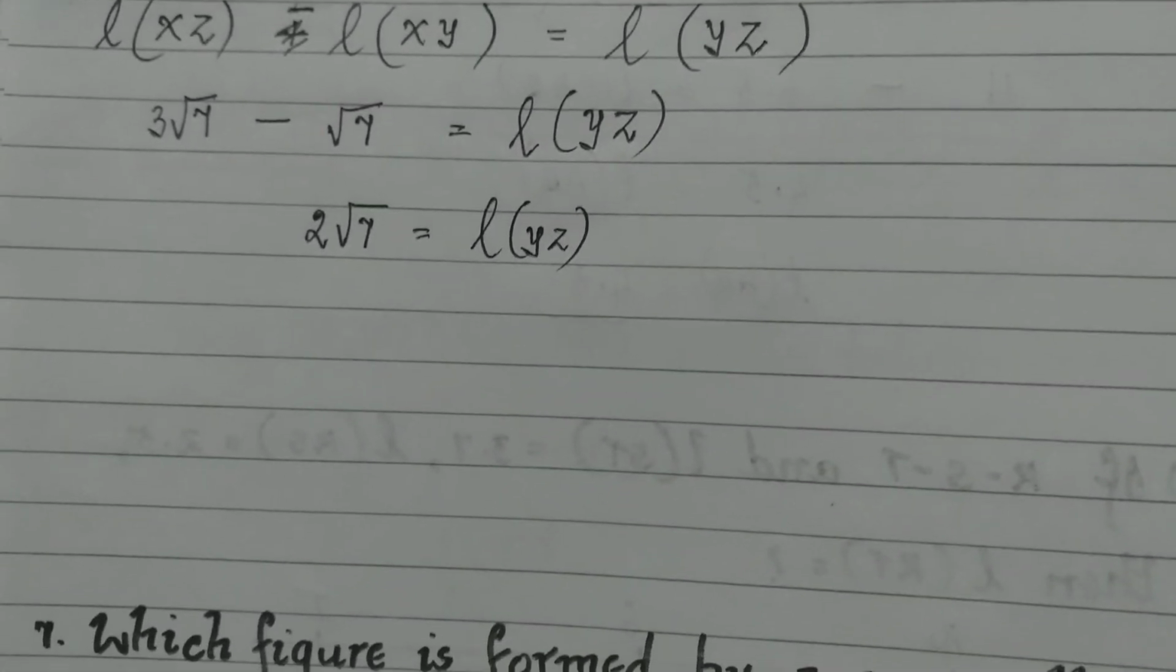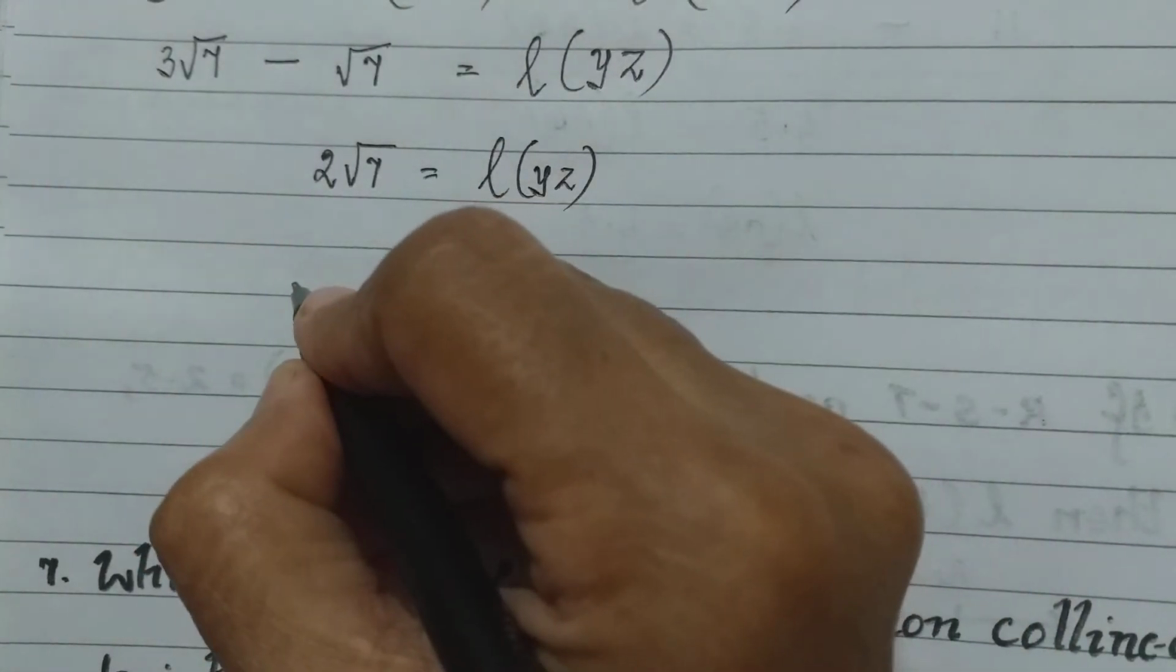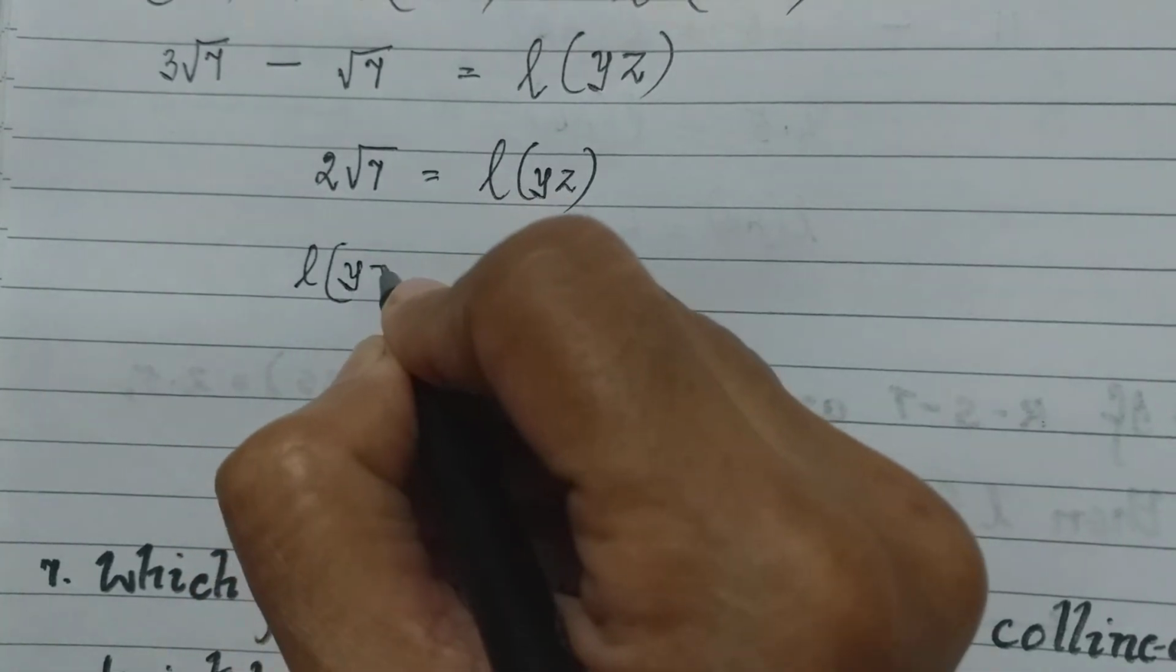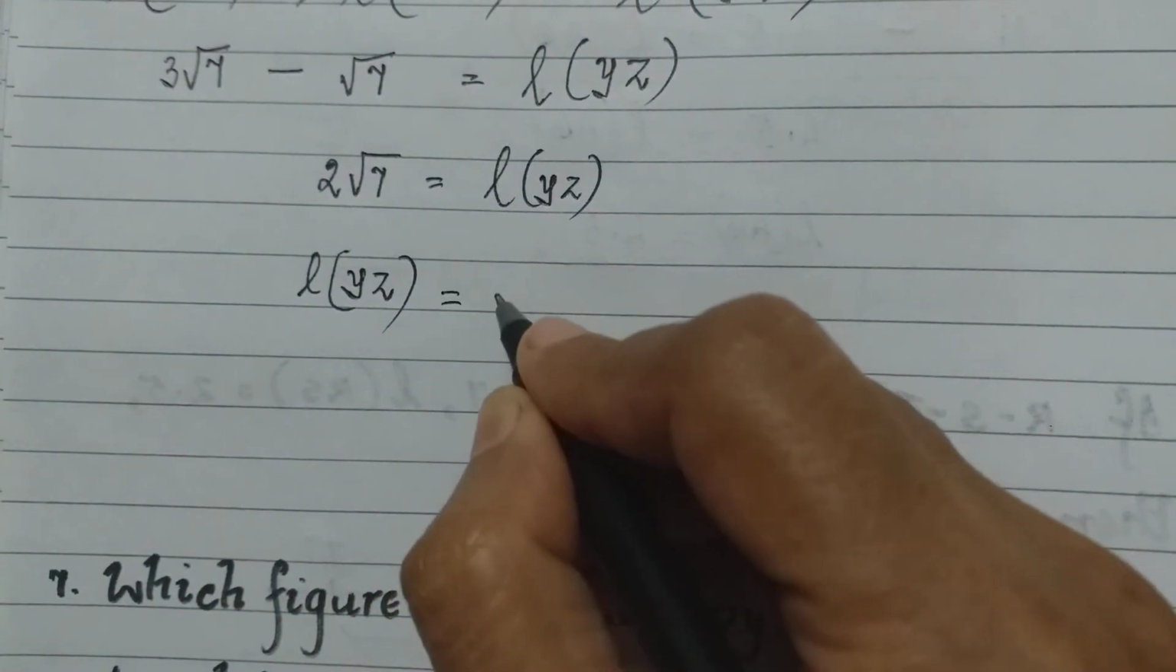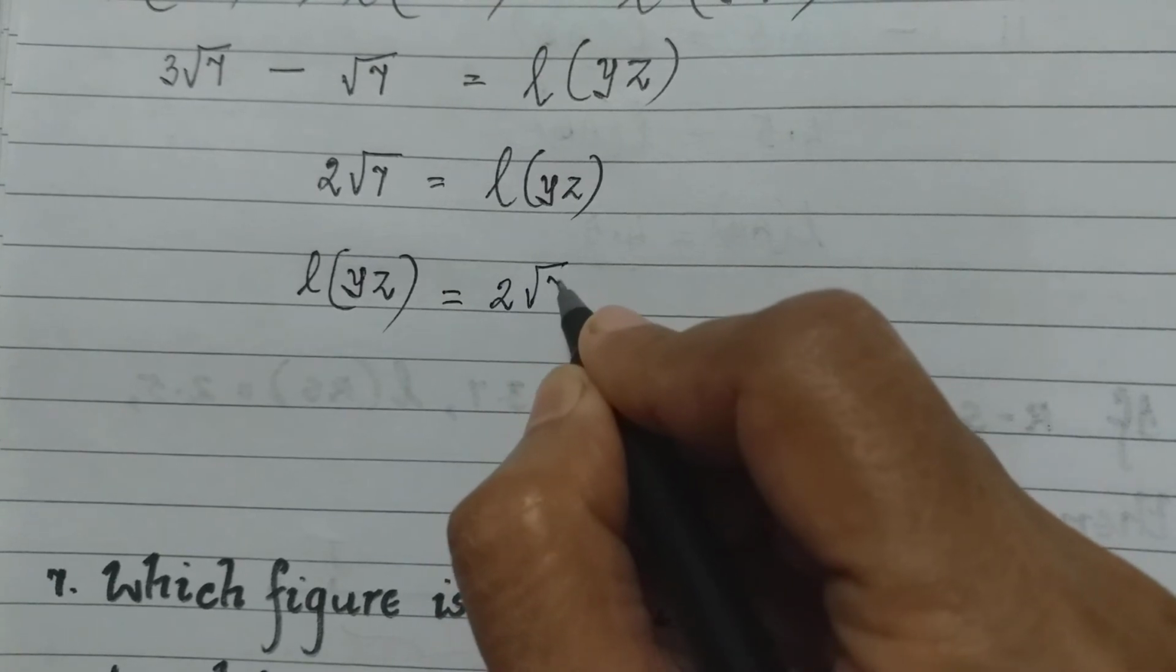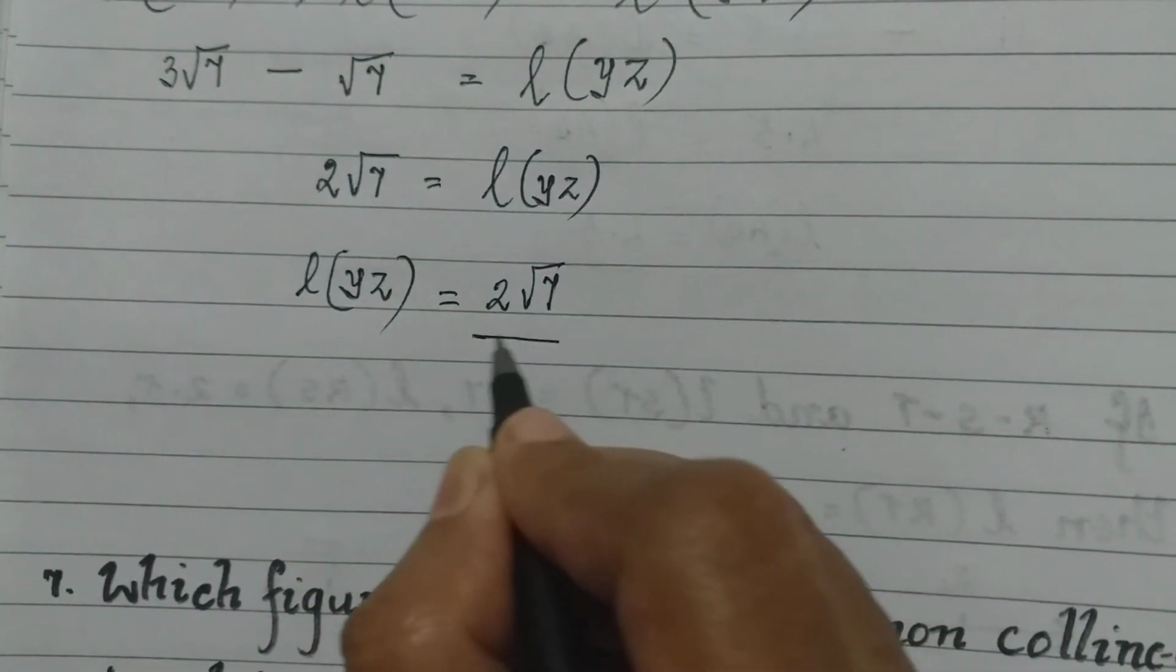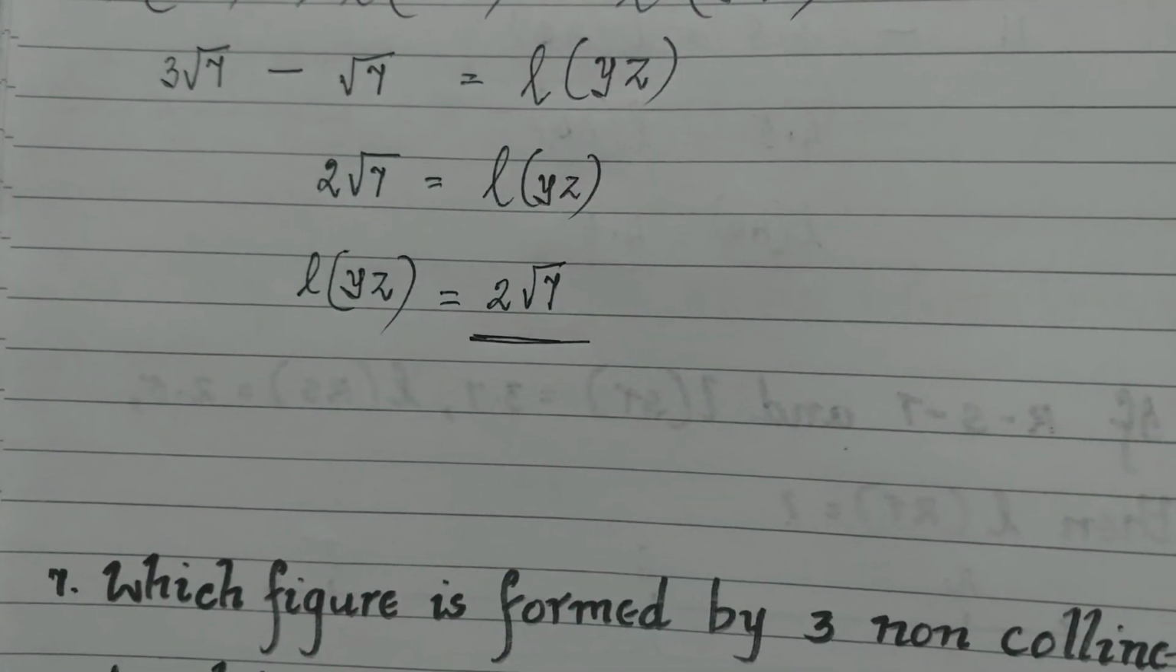And if I change the sides, that is left hand side to right hand side and right hand side to left hand side, length of YZ is equal to 2 root 7. So here we get the length of YZ.